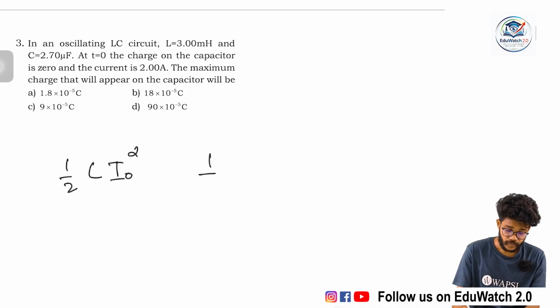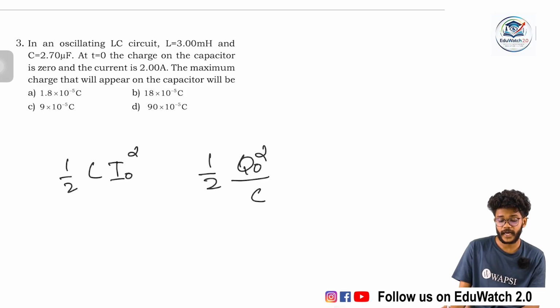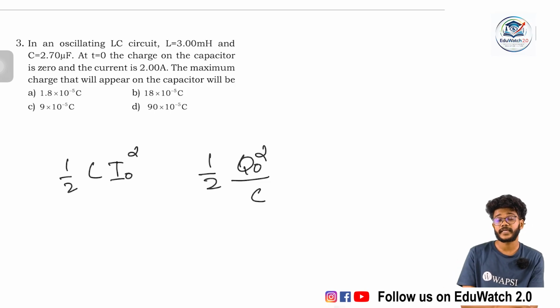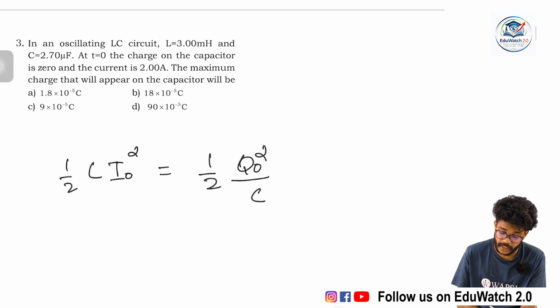And what is the total energy stored in a capacitor? Half Q naught square by C. Half L i square is the energy stored in the inductor, and the energy in the capacitor is half Q naught square by C. Both are equal when the capacitor gets fully charged. So half L i square is equal to half Q naught square by C.